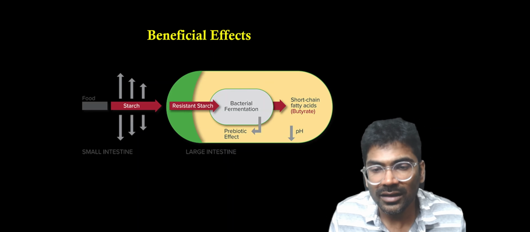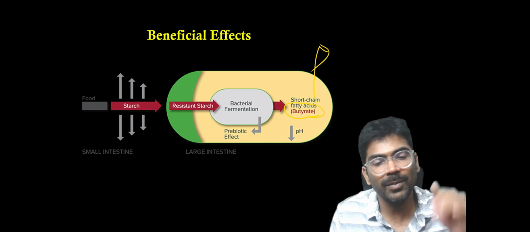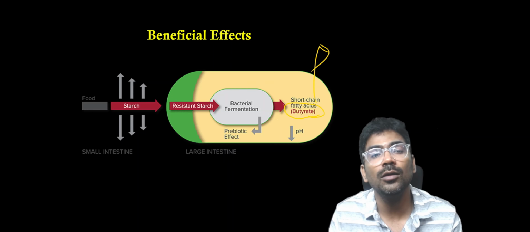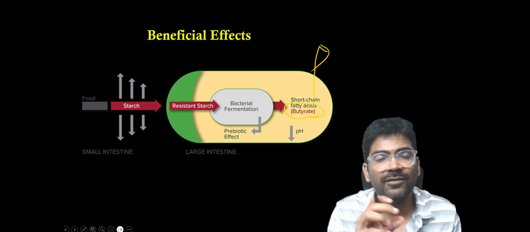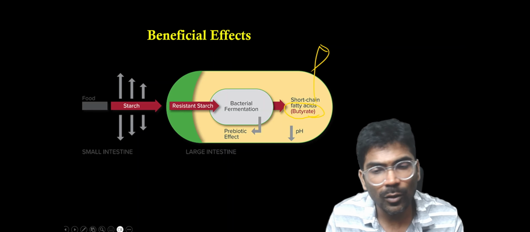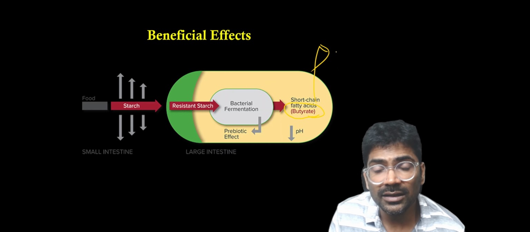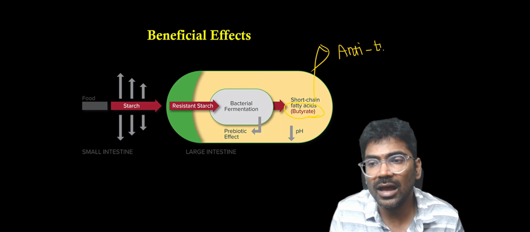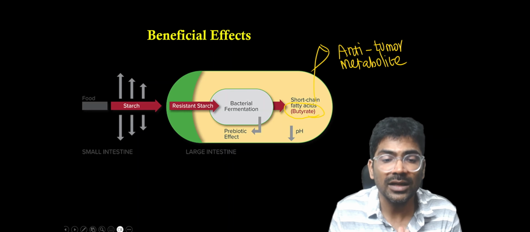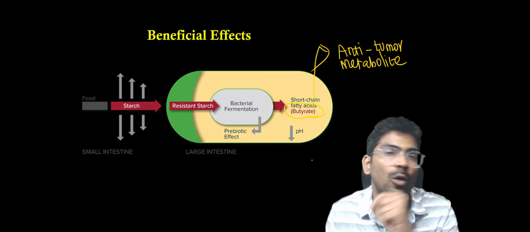Butyric acid, which is produced by the fermentation of resistant starch by the bacterial flora, is acted upon by the colonic epithelial cells. So butyric acid produces energy via the beta oxidation process for colonocytes. Another important property is that butyric acid has a tumor suppressor effect. Butyric acid is an anti-tumor metabolite. So similar to dietary fiber, resistant starch also protects against colon cancer.